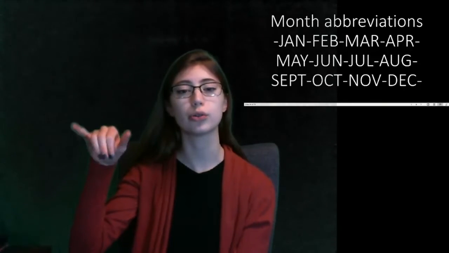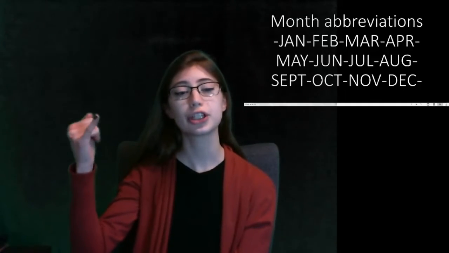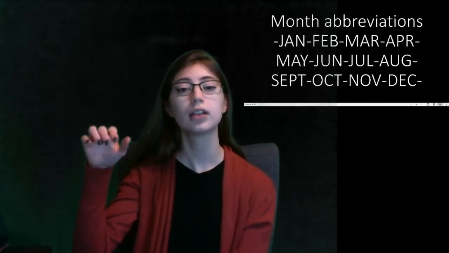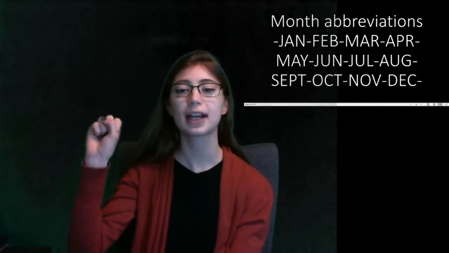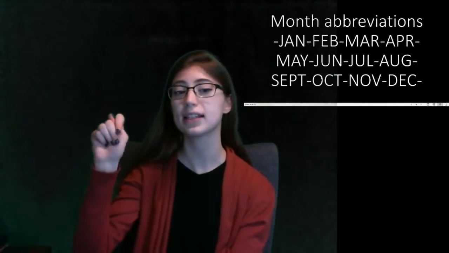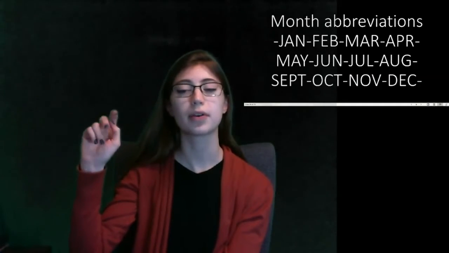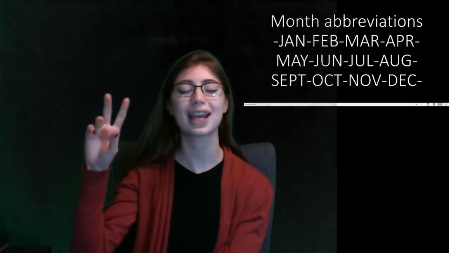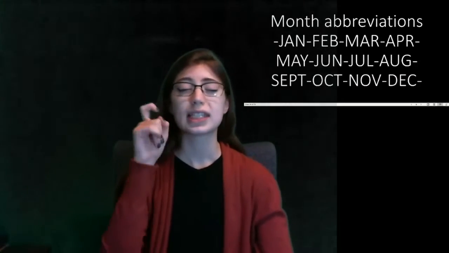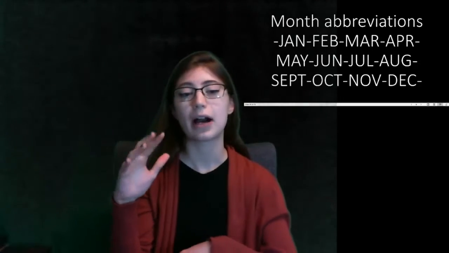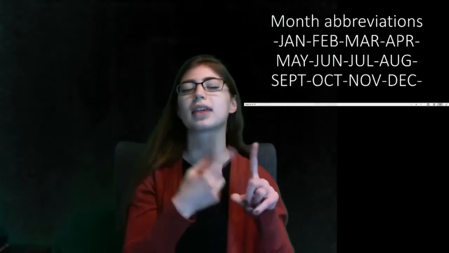M-A-Y. June, J-U-N. July, J-U-L. August, A-U-G. September, S-E-P-T. October, O-C-T. November, N-O-V. And December, D-E-C. So really you just need to know spelling, know the ASL alphabet, and know just pretty much normal monthly abbreviations.